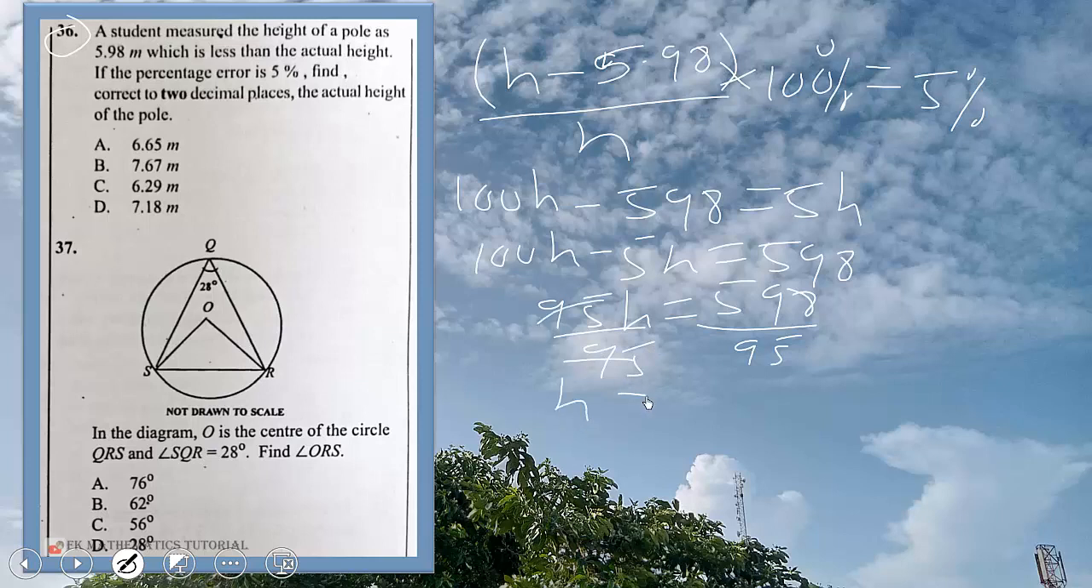We get h to be equal to, what would that give us? 598 divided by 95 will give us 6.2947. So that will be equal to approximately 6.29, which is option C.